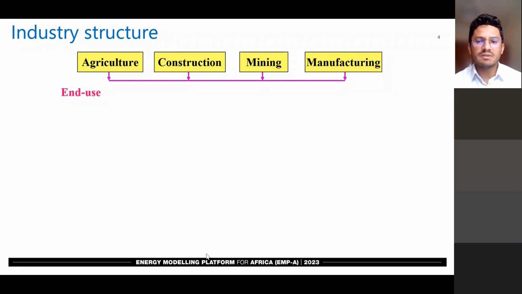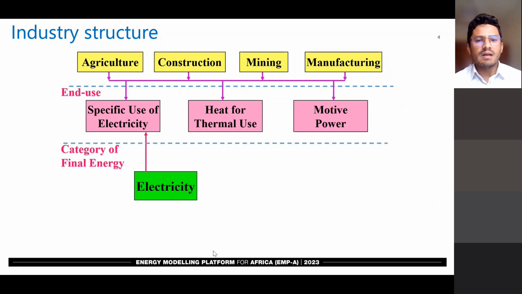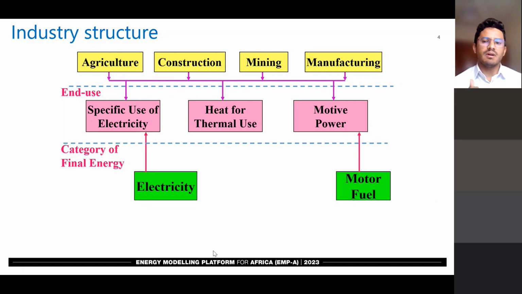So generally, we have 3 end-use categories that we are modeling in MAED. You can see them. We have specific use of electricity, heat for thermal uses, and motive power. The first category is specific use of electricity, and here only electricity can be used to satisfy this need. And regarding motive power, we have motor fuels. Again, we don't have competition between other energy forms to satisfy this need in terms of motive power. So we have only motor fuels, and motor fuels, as you know, are fossil fuels, but they are used to power engines, to produce horsepower, actually.